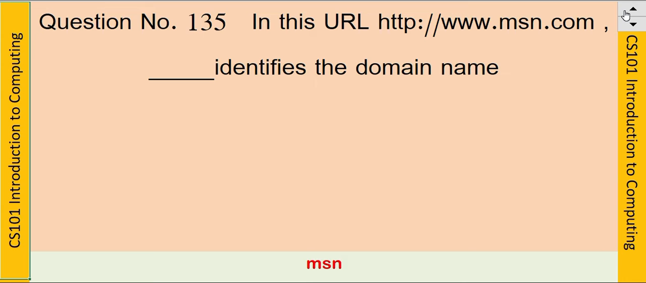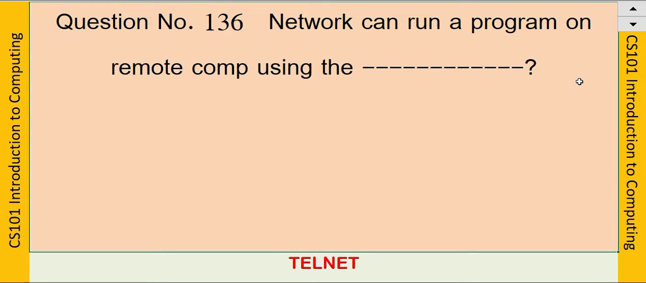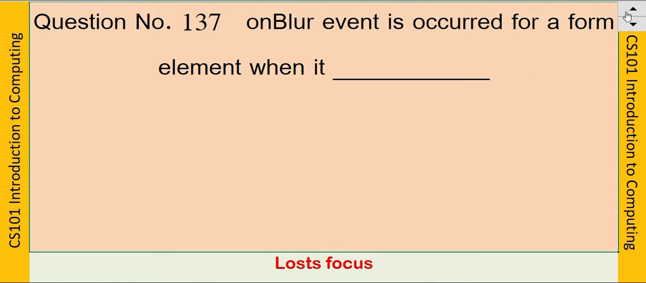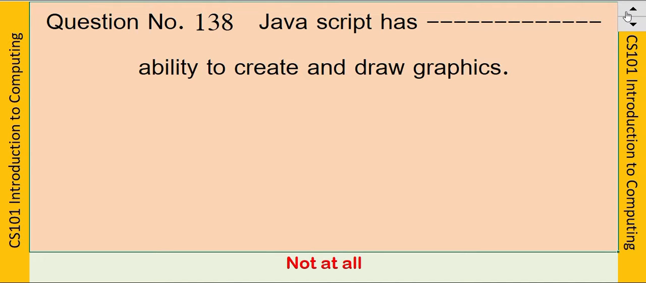In this URL www.msn.com, MSN identifies the domain. Network can run a program on remote computer using the telnet. On blur event is occurred for a form element when it lost focus. JavaScript has not at all ability to create and draw graphics.